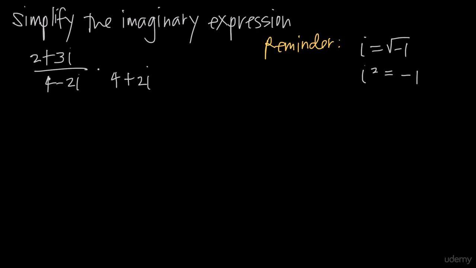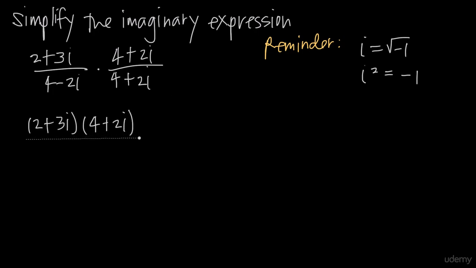So what we want to do is multiply both the numerator and the denominator of this fraction by the conjugate of the denominator. The conjugate of the denominator is 4 plus 2i, which means we multiply both the numerator and the denominator by 4 plus 2i. When we're multiplying fractions, remember that we multiply the numerators together to get the new numerator. So we'll say 2 plus 3i times 4 plus 2i, and then we multiply the denominators together to get the new denominator. So we'll say 4 minus 2i times 4 plus 2i, like this.